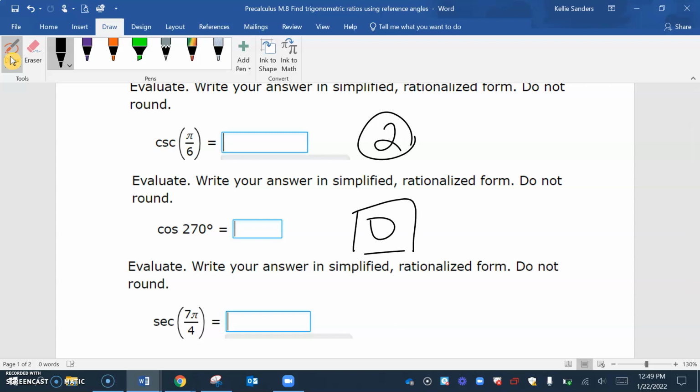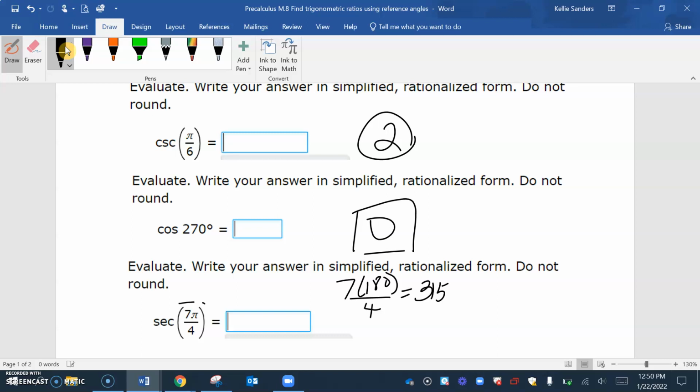And then we have to do a little bit of thinking on this one. There's two ways of doing it. You can do the 180 over 4 because pi is the same thing as 180, and it ends up being 315, okay?